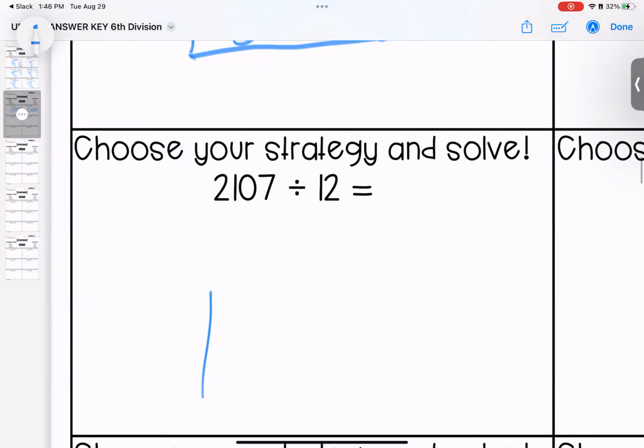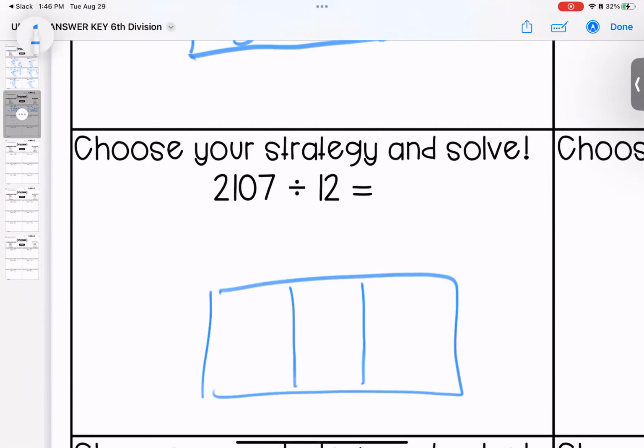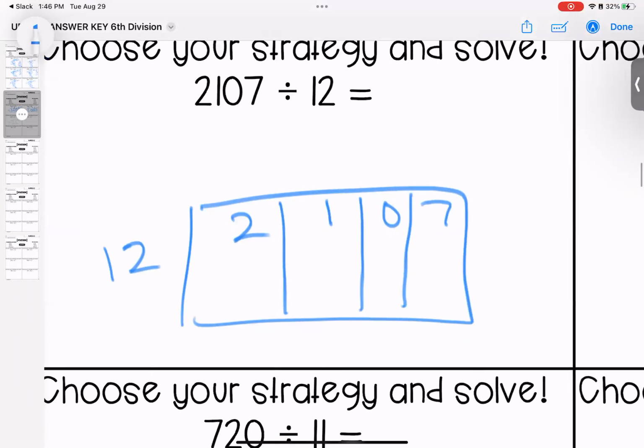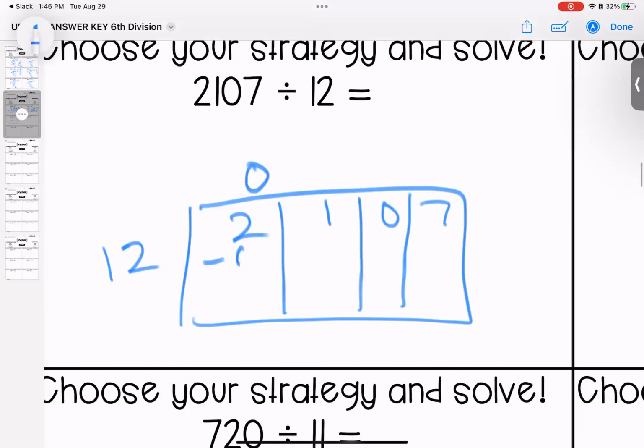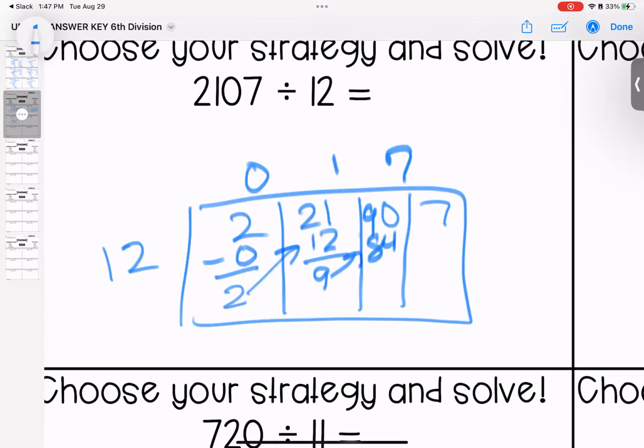Coming down here, setting it up, we have 2,107. Make sure that 0 gets in there. We're taking groups of 12. Starting out, we can't take any groups out of 2, but we can do out of 12. 12 goes into 21 1 time, and when I subtract here, I'm going to be left with 9. When I bring down my 0, I can take out 7 groups of 12 because 7 times 12 is 84.